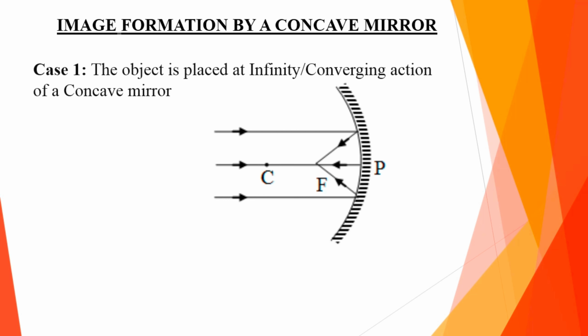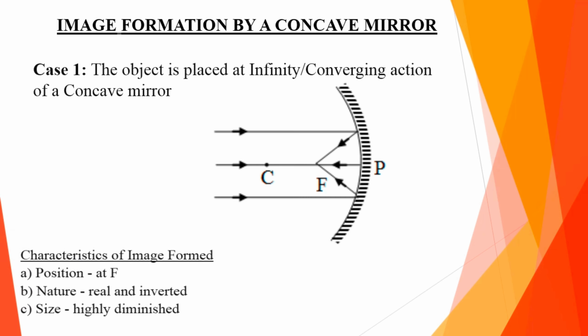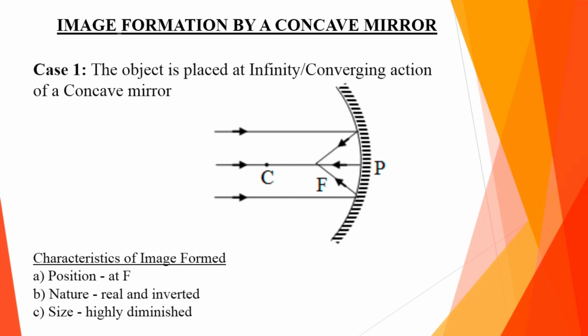So when the object is placed at infinity, the image will be formed at the focus after reflection. So what are the characteristics of the image formed? The position of the image is at F, that is focus, and the nature is real and inverted. Real image means we can capture the image on the screen. And inverted image means it is not a straight image, it is inverted, upside down.